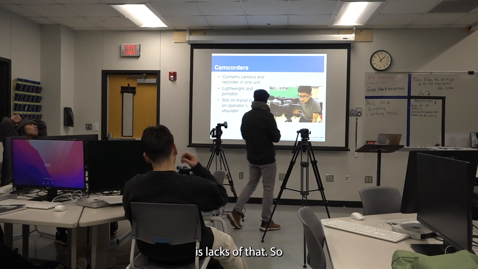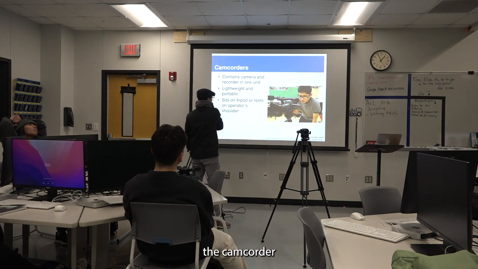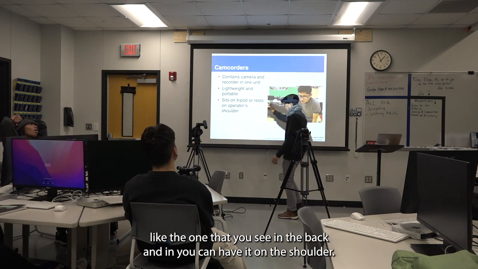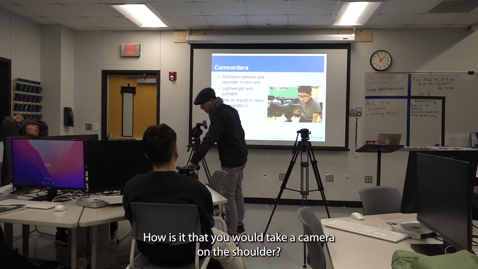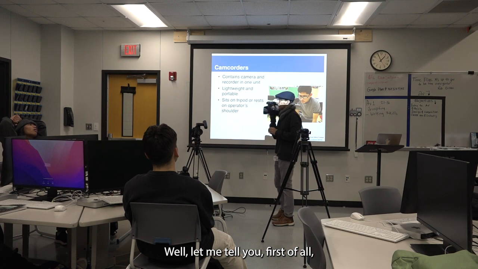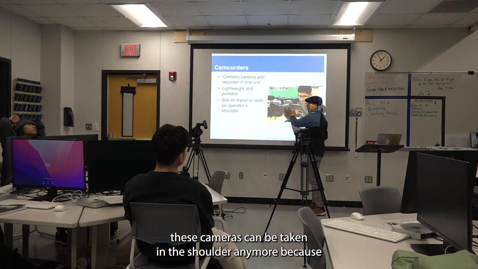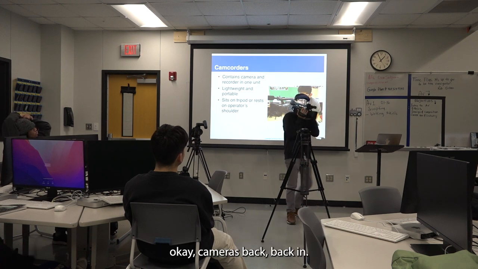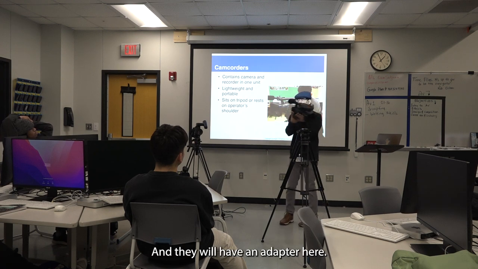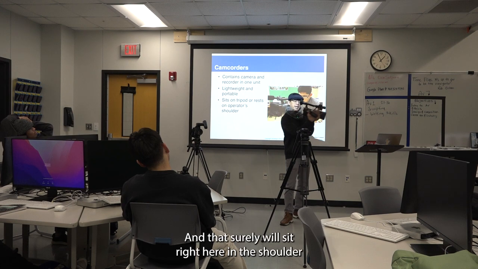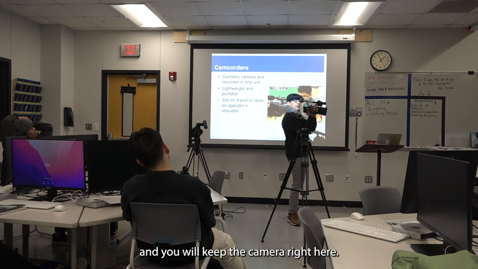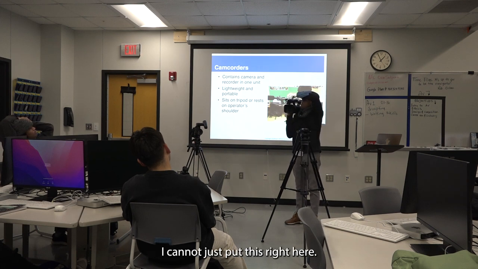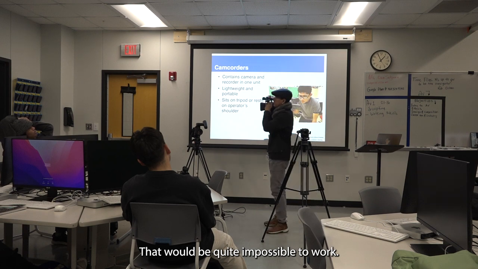So the camcorder: lightweight, portable, sits on a tripod, like the one that you see in the back, and you can have it on the shoulder, okay? How is it that you take a camera on the shoulder? Well, let me tell you, first of all, these cameras cannot be taken on the shoulder anymore because they're too short. Cameras back then would have an adapter here, and it would sit right here on the shoulder and you would keep the camera right here. But not anymore. I cannot just put this right here. That would be quite impossible to work.